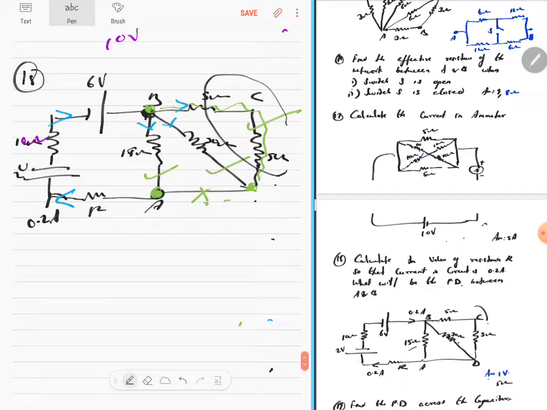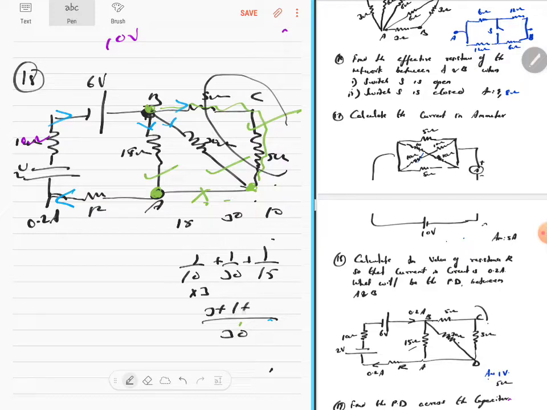So this 10, 30 and 15 are put together in parallel. So 1 by 10 plus 1 by 30 plus 1 by 15. LCM is 30: 10 3s are 30, 3 plus 1 plus 15 2s are 30, which is 6 by 30, which is 1 by 5. Therefore this whole thing is just 5. It's just 5. Can I redraw the diagram?